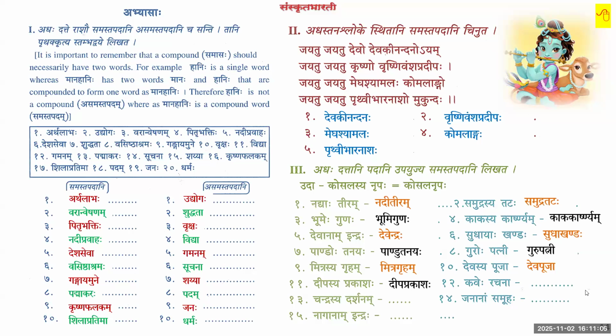Kavehe Rachana. Kavi Shabda: Kavihi, Kavi, Kavaya. Then it goes to Kavehe, Kavyoho, Kavinam. So Kavehe Rachana, the creation of a poet. So Kavi Rachana. Chandrasya Darshanam. Very straightforward. No Sandhi, nothing. Chandra Darshanam.